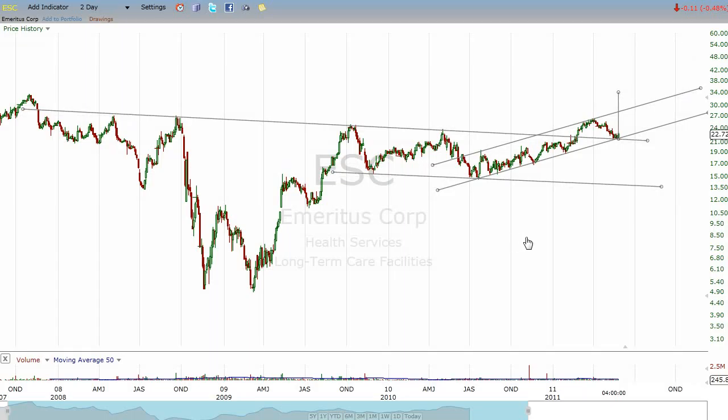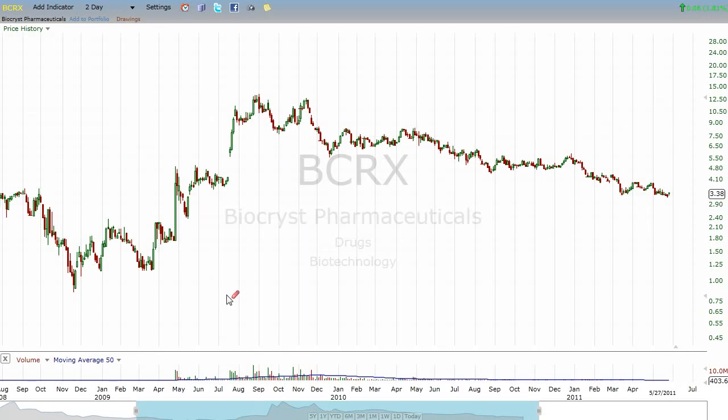Okay, now we are looking at BioCryst Pharmaceuticals, a stock that I abhor. I hate this thing because it does not behave, but there was a point in time when it did some pretty predictable things, and that's why I want to use this to get into some terminology.